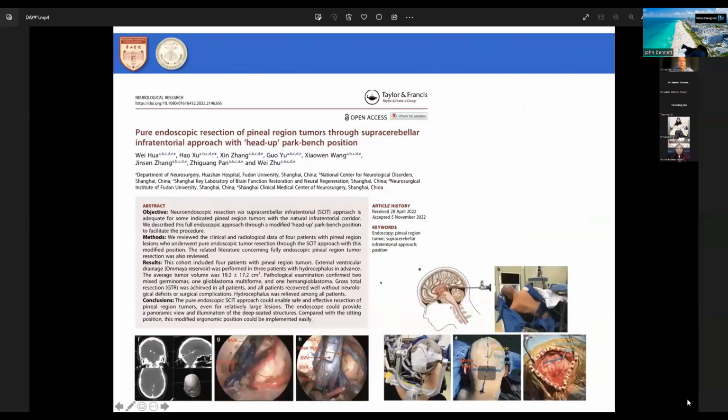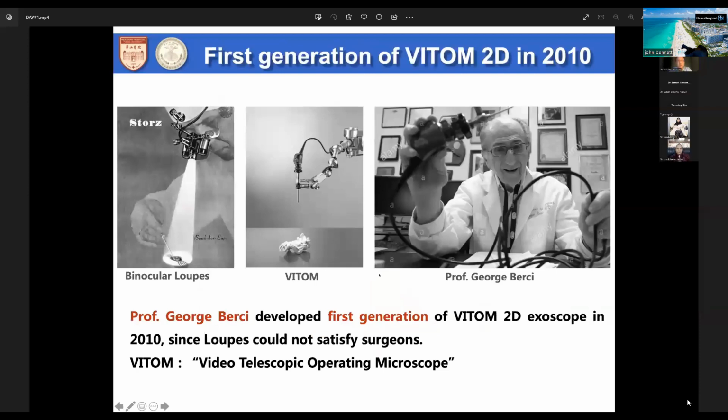And this is our paper from last year. We used pure endoscopic resection for pineal region tumors via the head-up park bench position. So for this kind of tumor, the endoscope is also very useful. But for clinical indication, we choose relatively small tumors for safety reasons. And right now the exoscope is quite popular.